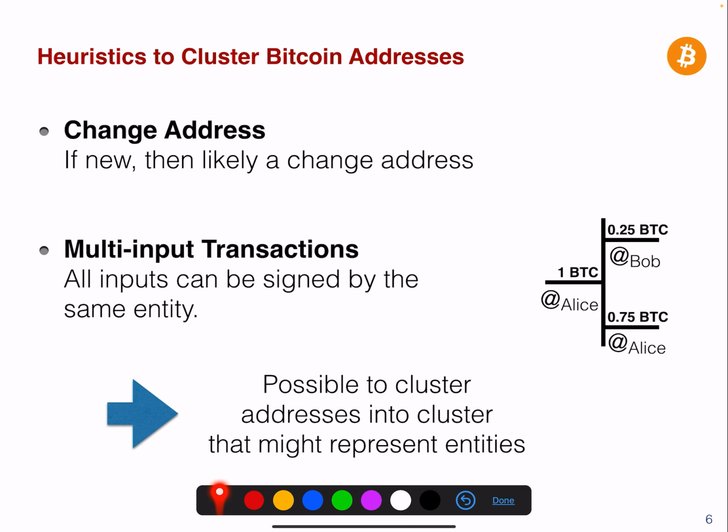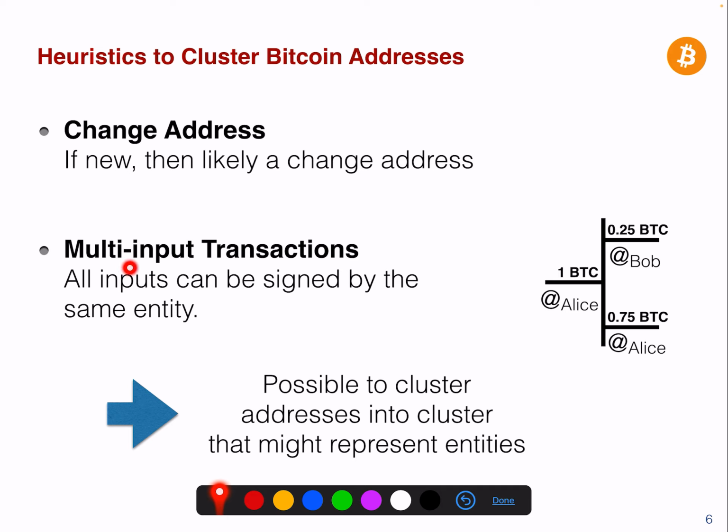Now, what about heuristics to cluster Bitcoin addresses into entities? How can we take different addresses together and make them appear as an entity? What we can see is we have change addresses. So if we know that there's a new address, then this can likely be a change address, unless there are two new addresses, so we don't know whether the recipient provided a new fresh address for the sender.